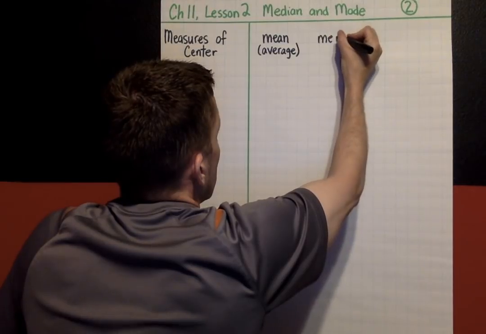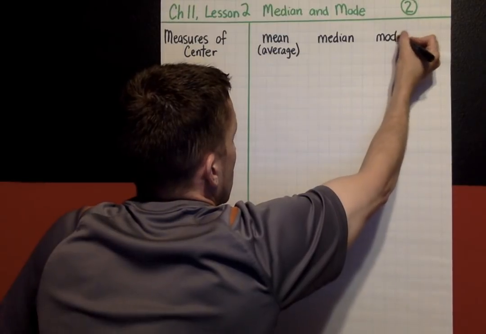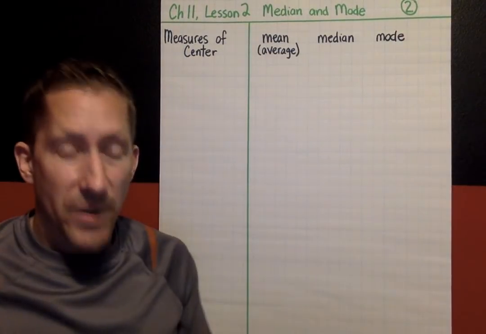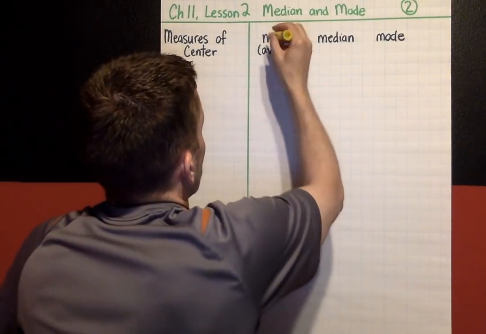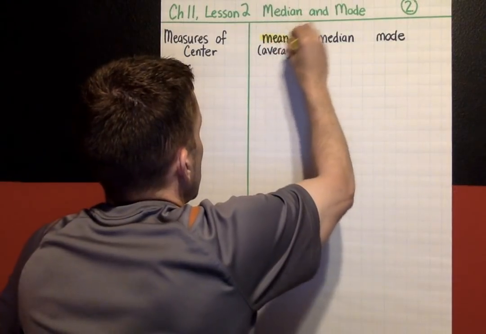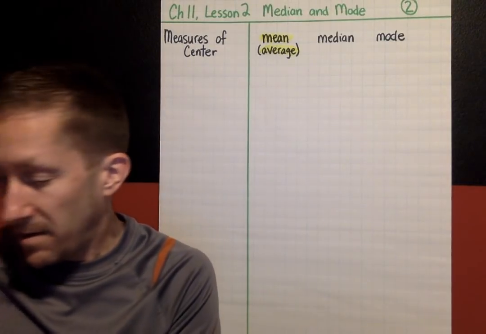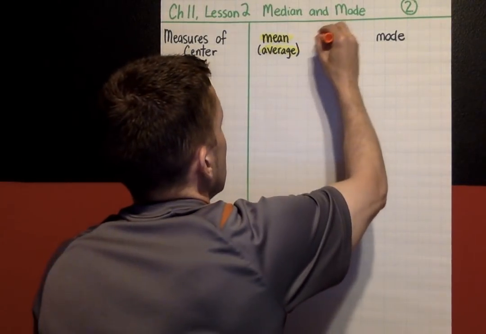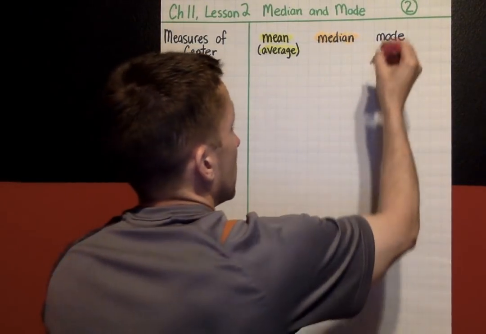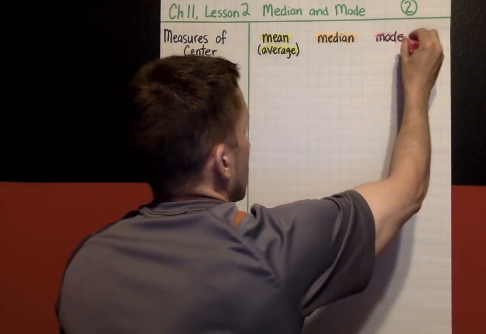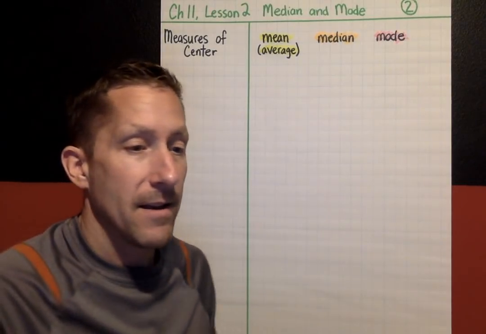Median. And the mode. Together, those three things make up the measures of center in a set of data. So this one we've already talked about, the mean or the average. Today you're going to learn about the median, and you're going to learn about the mode. Okay? Together, those make the measures of center in a set of data.